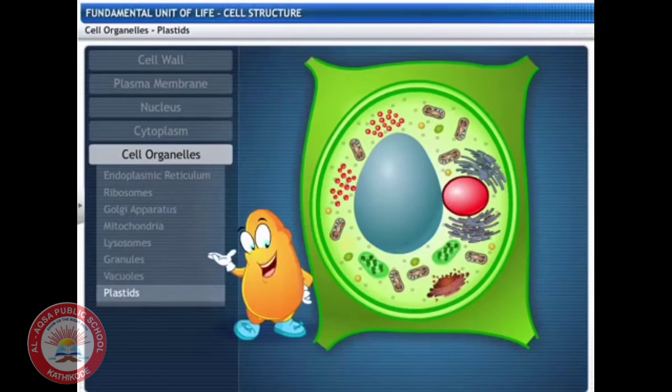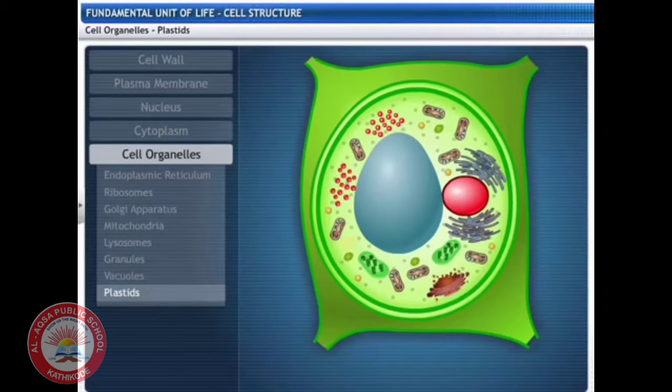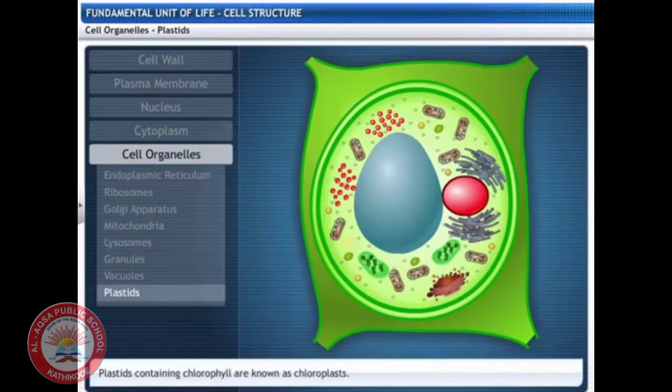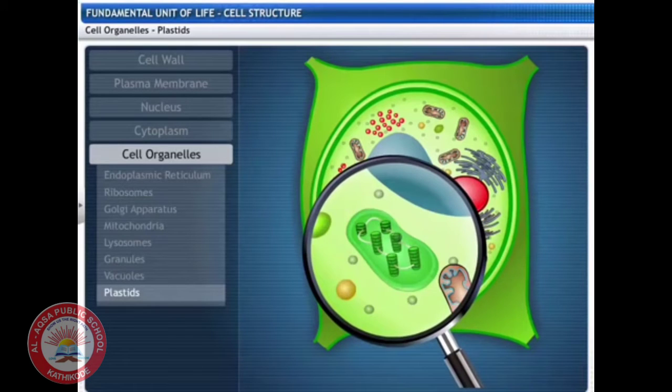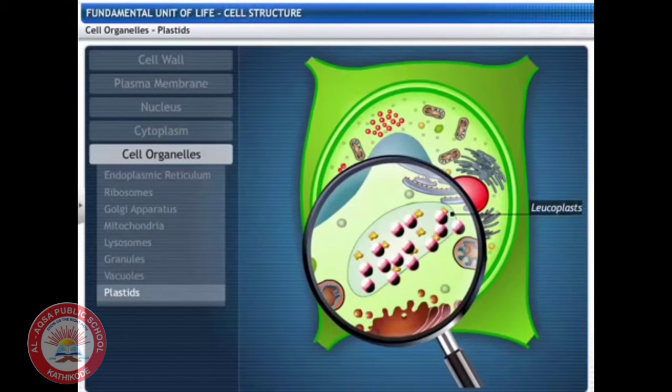Now we are going to see an organelle that is present only in plant cells, the plastids. There are two types of plastids, chromoplasts which are colored plastids and leucoplasts which are white or colorless plastids. Plastids containing the pigment chlorophyll are known as chloroplasts, which are important for photosynthesis in plants. Plastid contains numerous membrane layers called grana, which are embedded in a material called the stroma. Leucoplasts store materials such as starch, oils, and protein granules.